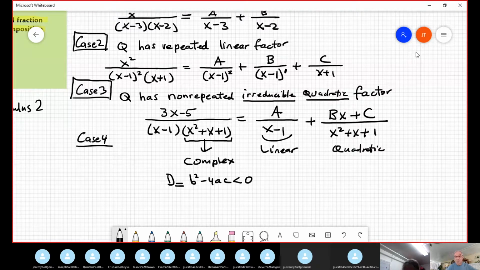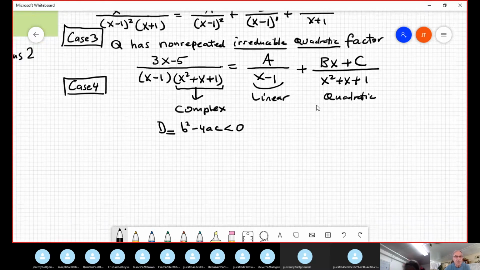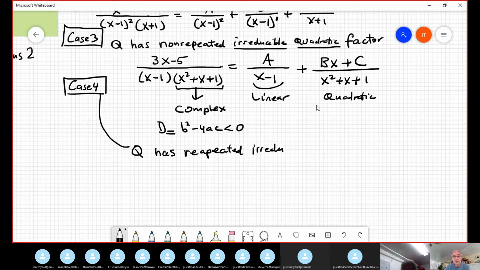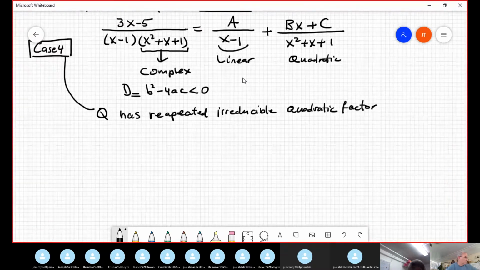Okay, number 4, it's obvious it's the same idea but repeated. So when the cube has a repeated irreducible quadratic factor. And remember that the word repeated or non-repeated depends on the multiplicity. Non-repeated multiplicity 1, repeated multiplicity 2, 3, 4. And one elementary example is, well, this example we are doing today. Okay, today we are solving this problem.